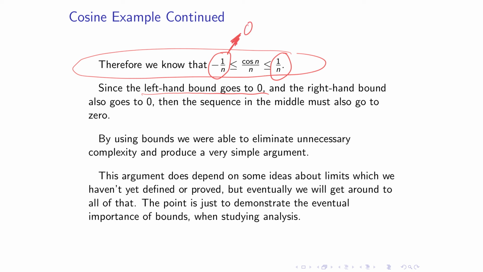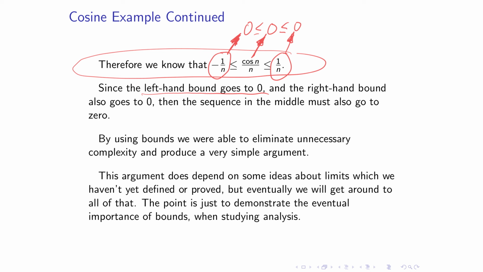as n goes to infinity. And then this part goes to 0 as n goes to infinity. And so since this is in between, the limit of this must be in between 0 and 0, so it must also, the only number like that is 0. So this number in between also goes to 0.